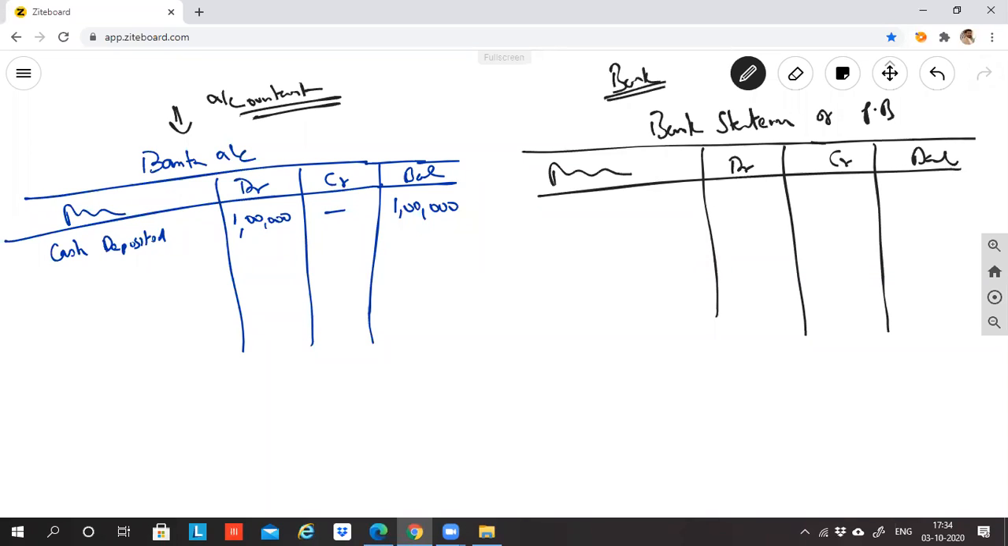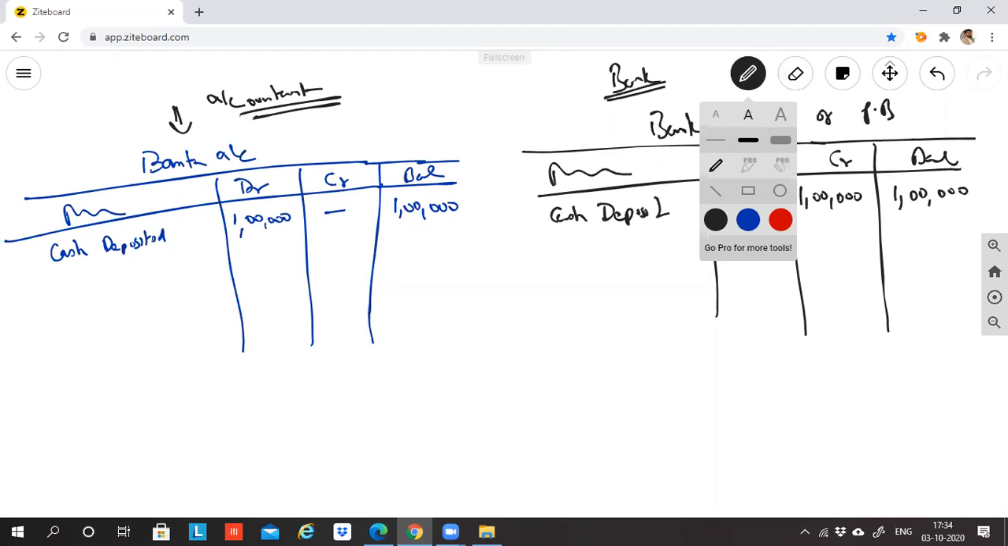The moment you deposit cash in the bank account, whenever the bank collects the money from you, they will record the cash deposit on the credit side. When you record the amount on the debit side, the banker will record the same on the credit side, 1 lakh rupees, and they'll say 1 lakh rupees is the balance.